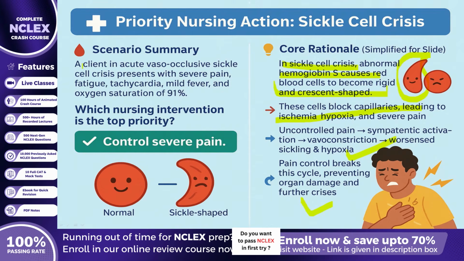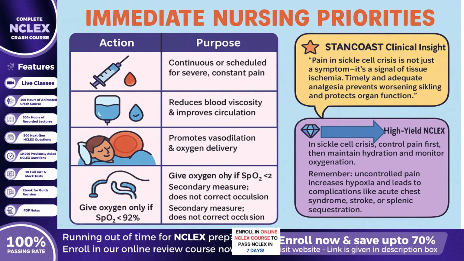Non-pharmacological measures such as warm compresses, rest, and adequate hydration, either oral or intravenous, further promote circulation and oxygen delivery to affected tissues. Although oxygen therapy, option 3, may become essential if the client develops respiratory distress or the oxygen saturation falls below 92%, it remains a secondary priority because it does not correct the primary cause, vascular occlusion. Similarly, improving nutrition, option 1, and relieving anxiety, option 4, are valuable in long-term care but not in the acute, life-threatening phase of crisis management.